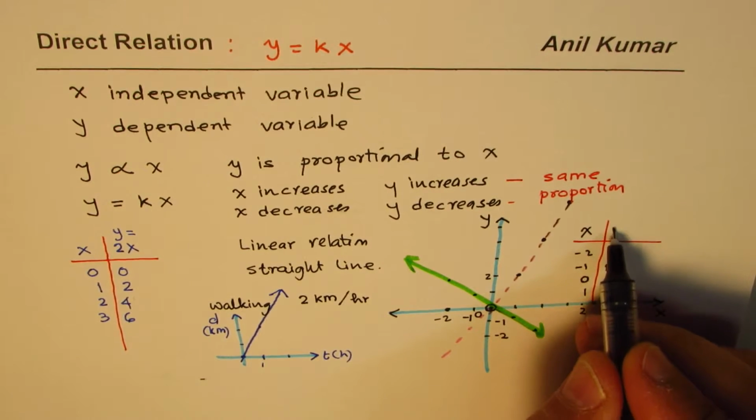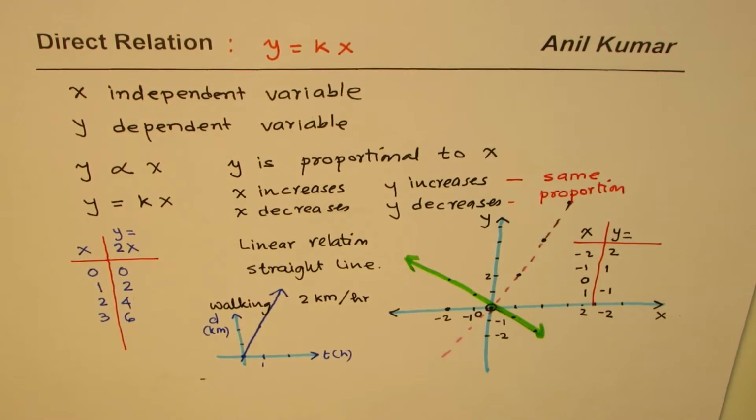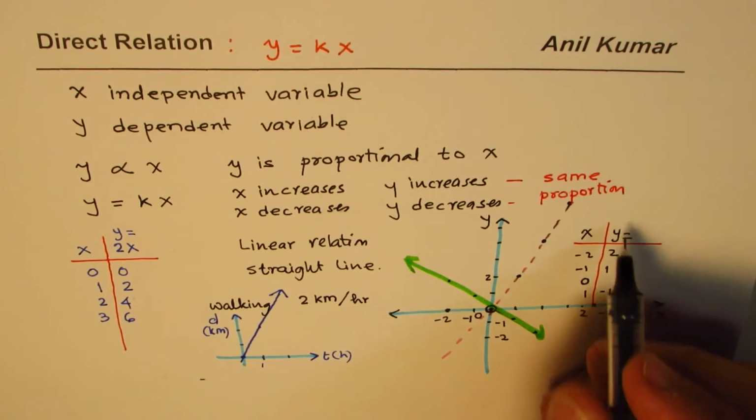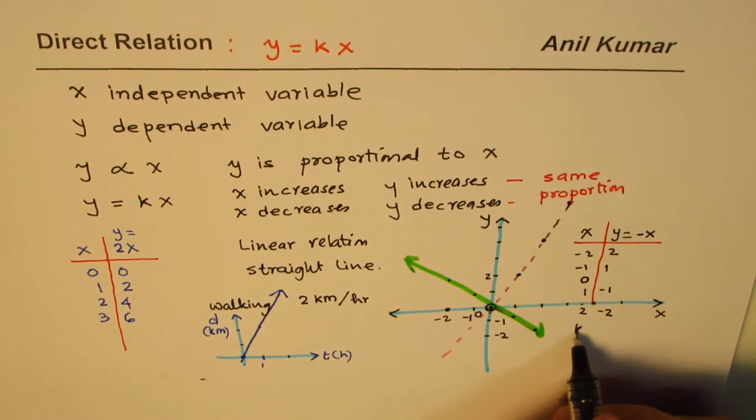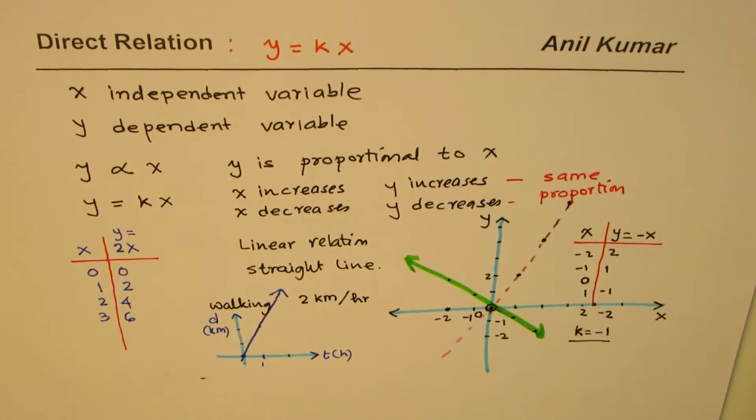How are they related with y values? Can you find a relation? Well, very clearly, it is -x, right? So in this case, the constant k is equal to -1. Do you see that? So k, this constant, could have a positive or a negative value. In case k has a negative value, you will find that the line is dropping, but it goes through the origin. This is very important.